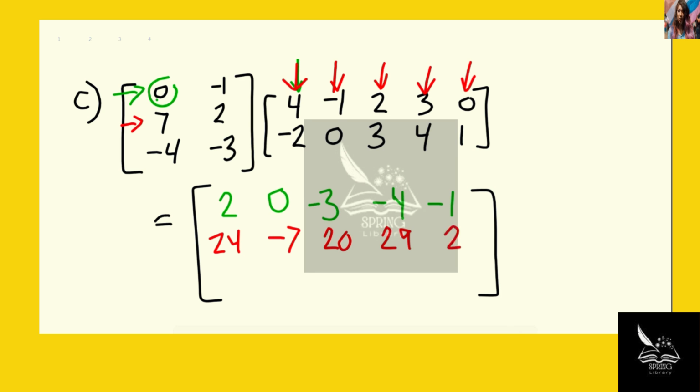And then we have our last row, and we go ahead and check with all of our columns in B again. So then we're going to get -4 times 4 for -16, plus -3 times -2 for +6, leaving us with -10. And we'll do -4 times -1 for a +4. Then we get -4 times 2 for -8. Add that to -9, we'll get -17.